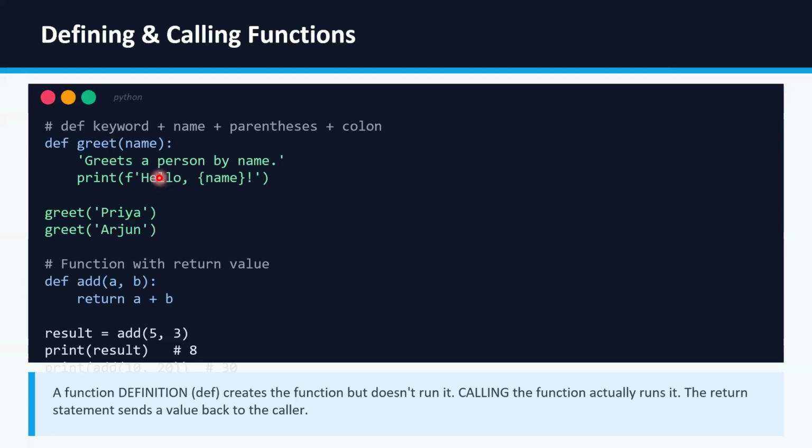The purpose of developing Python was that the developer wanted to make it more readable and very easy to write. So he made it very easy. So def greet name colon, then indentation. Now what is happening? It greets a person by name: print hello, name. So what happens here?